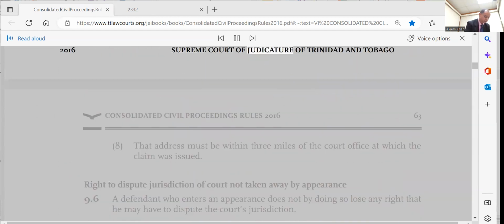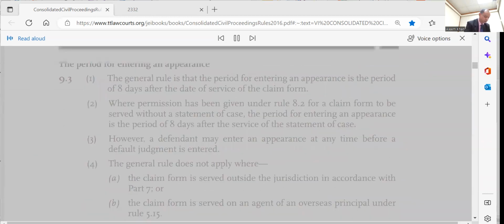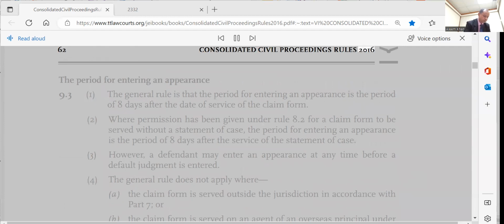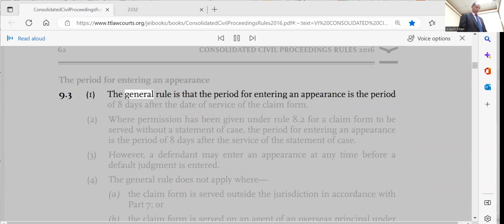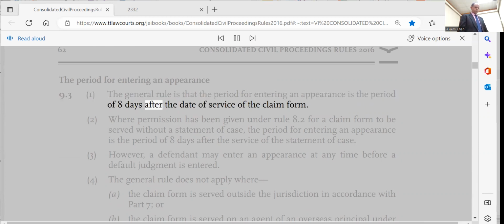2016 Supreme Court of Judicature of Trinidad and Tobago. 62 Consolidated Civil Proceedings Rules 2016. The period for entering an appearance. 9.3 1. The general rule is that the period for entering an appearance is the period of 8 days after the date of service of the claim form.